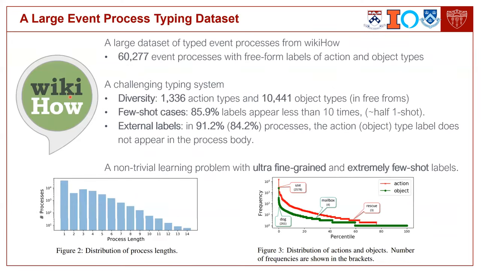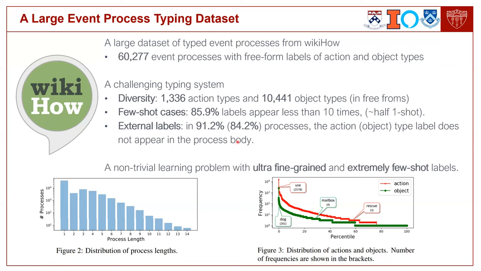Yeah, so the dataset we generated has more than 60,000 event processes, and each comes with a free-form label of the overall action and also the label of the overall object type. And actually, this typing system is challenging because we are dealing with a super fine-grained typing system. We have more than 1,000 action type labels and more than 10,000 object type labels, all in free form. And lots of those labels are few-shot cases, such that more than 85% of labels appear fewer than 10 times. And among those labels, nearly half of them appear just once.